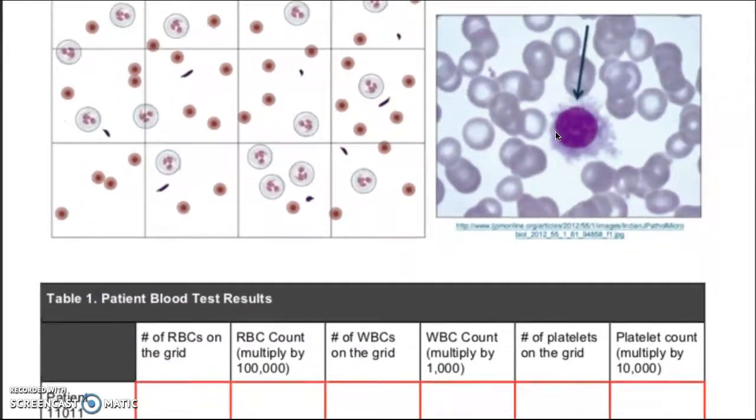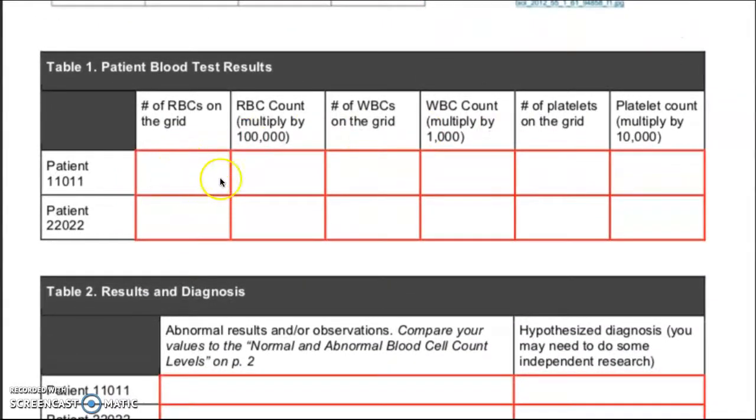And then down here, so there's patient 1, patient 2. Down here is where you'll type in or write in your numbers. So the number of red blood cells on the grid, multiply it by 100,000. The number of white blood cells on the grid, multiply by 1,000. And the number of platelets on the grid, multiply by 10,000. So you're multiplying by a different number depending on which type of blood cell you're talking about. So just pay attention to that.